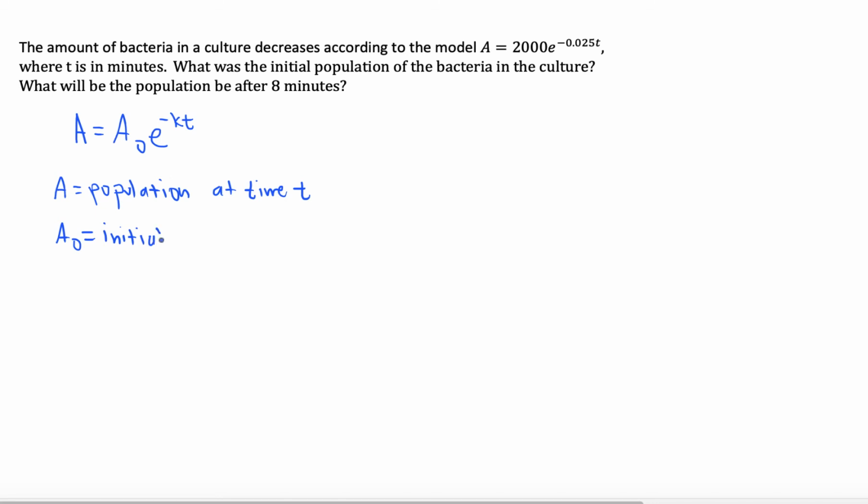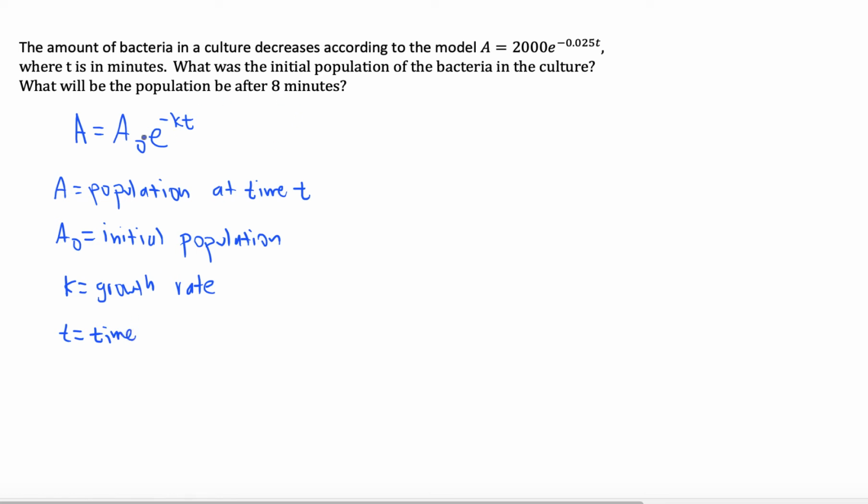Usually we can do t equals 0, but basically it's whatever time frame the question says that we begin with. E is just the exponential function. K is what's called the growth rate or growth constant. And then t is obviously time, in this case, in minutes.